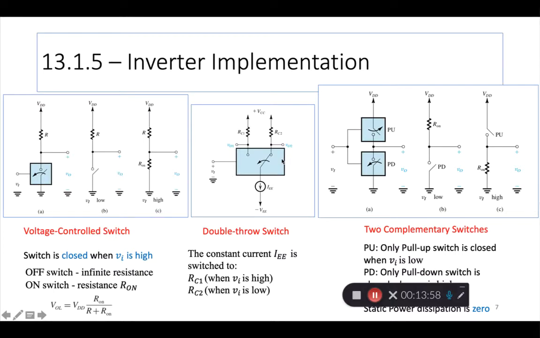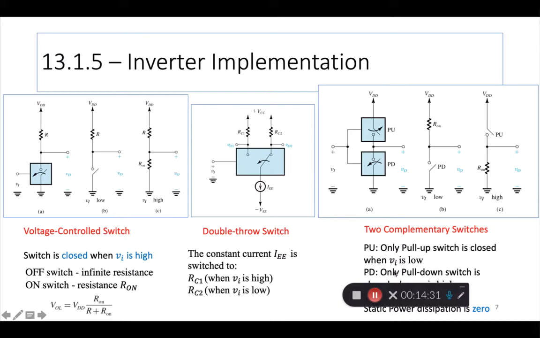You have a double throw switch where the circuit operates like it's either in one position or in the other position. Here it's just open, right? Not connected anywhere. But here in both situations it's connected somewhere. And it can be in this circuit when Vi is high, and it can be in this circuit when Vi is low. So that's another example of an inverter being implemented.